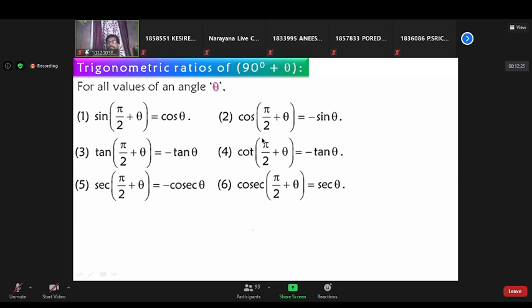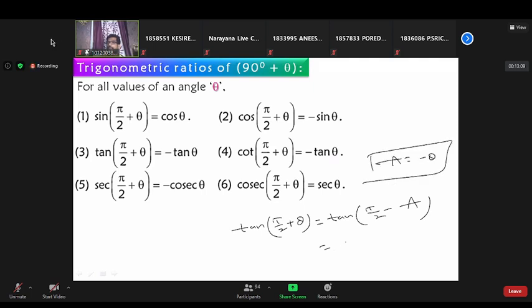First, for example, I am going to prove that tan of pi by 2 plus theta is equal to minus cot theta. Tan of pi by 2 plus theta, we write it as tan of pi by 2 minus of minus theta. Now, we already have the formula: tan of pi by 2 minus a. Suppose here I am writing a, where a is equal to minus theta.